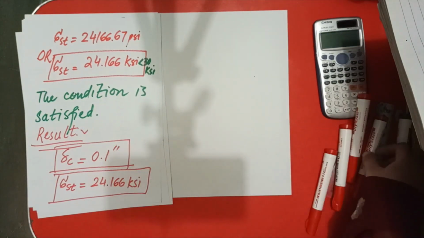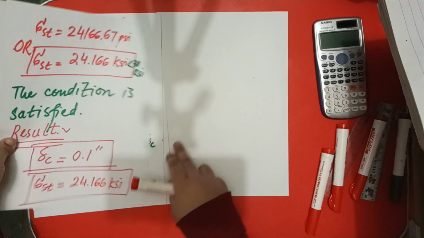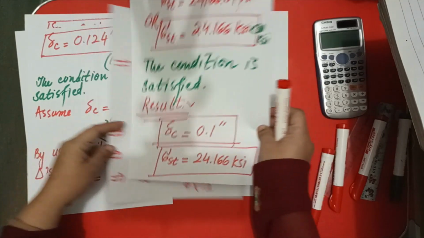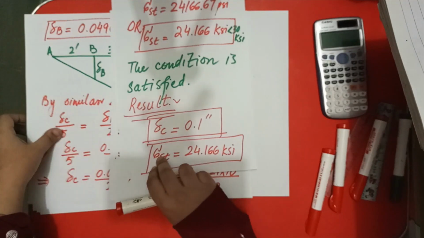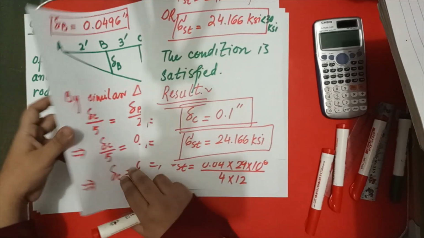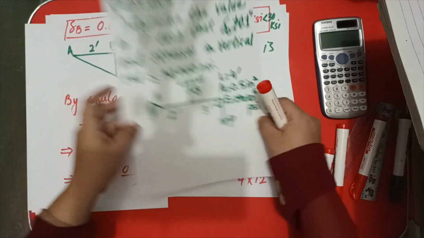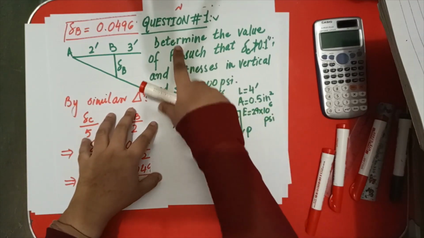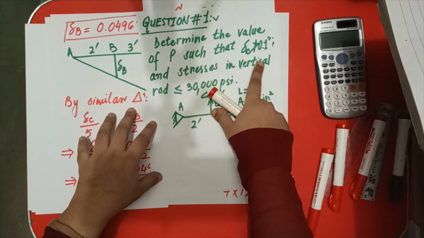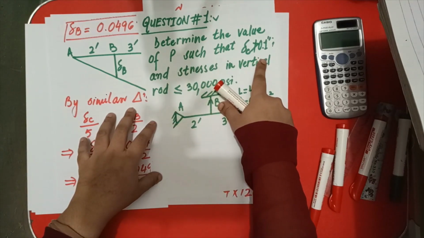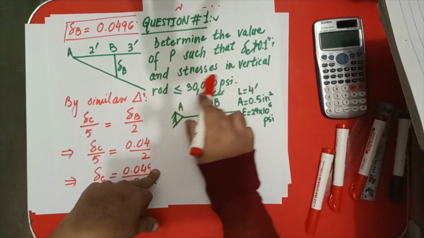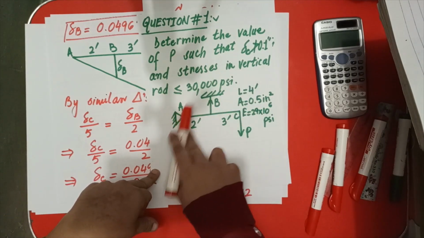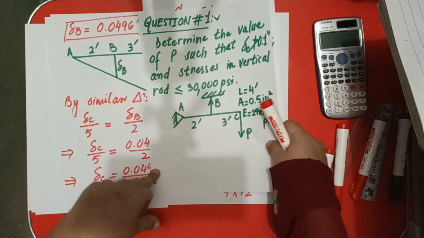Then what we have to do next in the question is, we don't need to find out delta C or sigma ST. Actually, we first have to satisfy the condition, and then determine the value of P such that delta C is not greater than 0.1 inches and stress in the vertical rod should not exceed 30,000 psi.